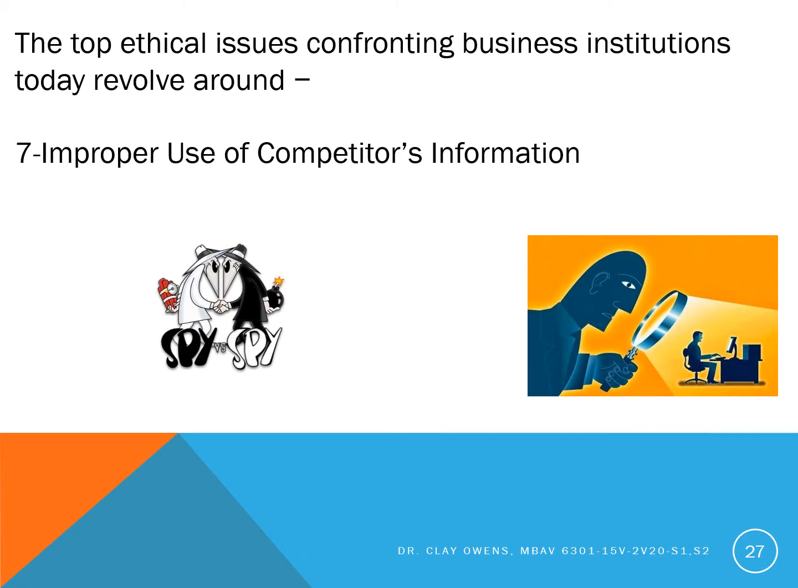Improper use of a competitor's information. Corporate spying is a lot of things in the United States. The old Mad comic books had the spy versus spy. See, this one has a round bomb, this one has a dynamite bomb, and then this is someone spying and seeing what someone else is doing on the computer. Also refer to things like going through people's trash, trying to find out what they're working on, called dumpster diving. Very big business in the United States trying to find out what your competitors are doing.